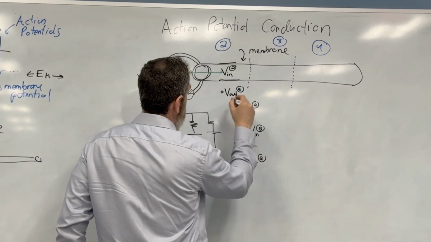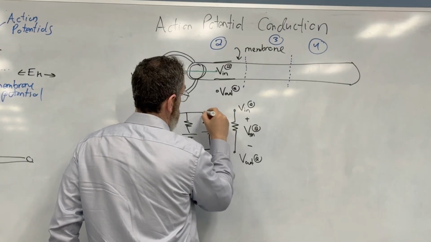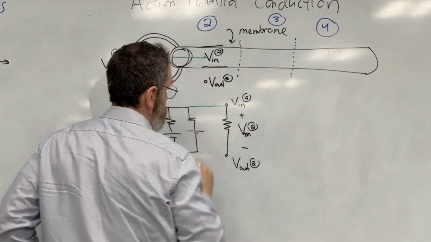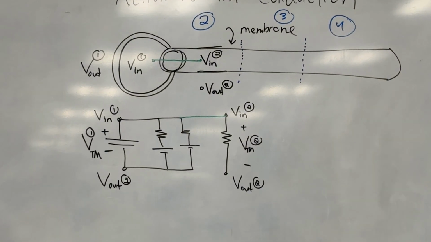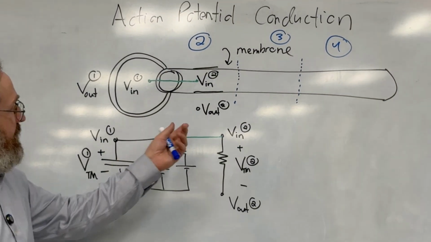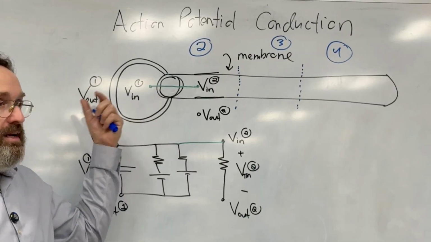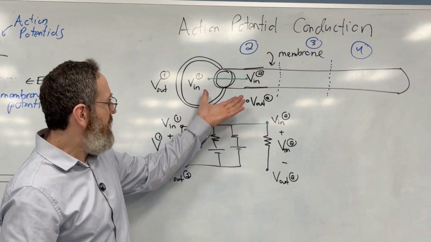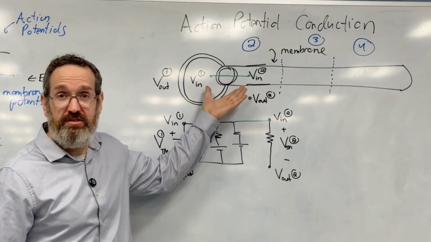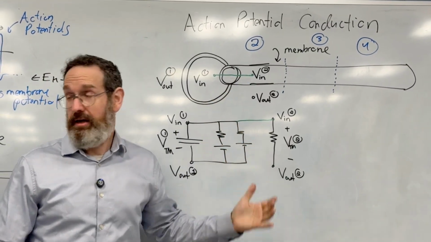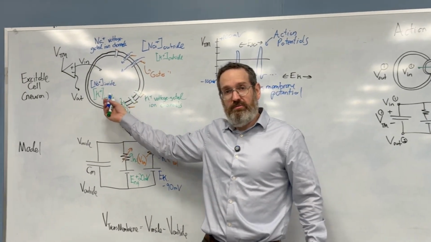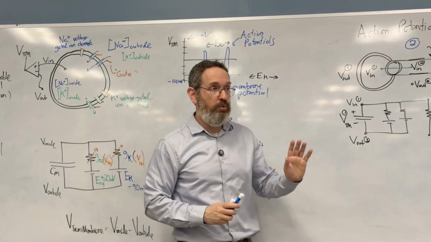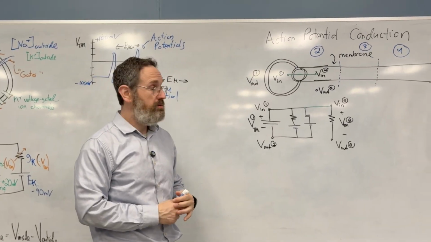I'm going to draw that connection as a line here. All right. So now I've connected this compartment to that compartment. I've gone from a physical representation of something to a circuit. All right. And now a couple more little simplifications.